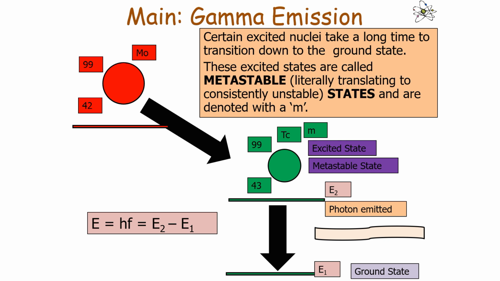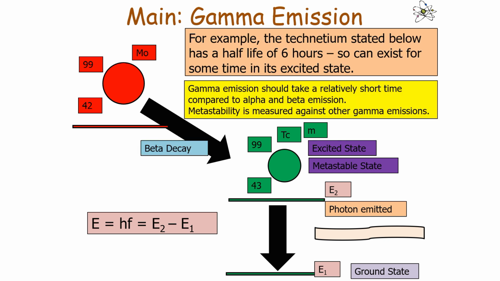Now certain nuclei take a long time to transition down to the ground state. These excited states are called metastable states, literally translating into consistently unstable, and are denoted with an m on our energy level diagrams and our nuclear decay equations. For example, in this case, the technetium stated below has a half-life of 6 hours, so it exists for some time in this excited state. Gamma emission should take a relatively short time to occur compared to alpha and beta emission, so metastability is measured against other gamma emissions.